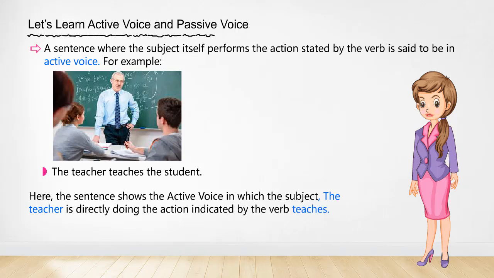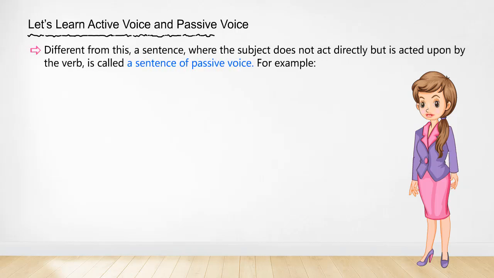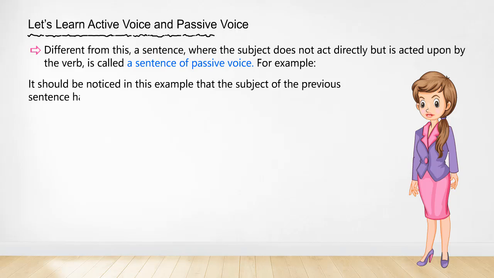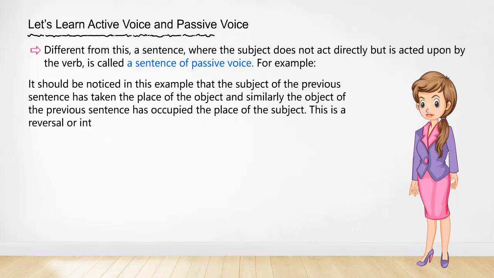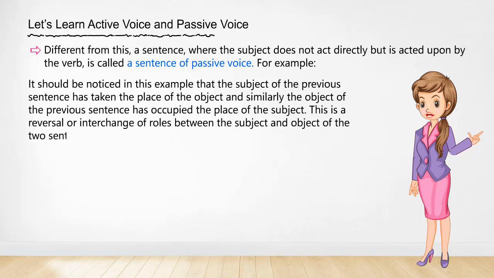the verb teaches. Different from this, a sentence where the subject does not act directly but is acted upon by the verb is called a sentence of passive voice. For example, the student is taught by the teacher. It should be noticed in this example that the subject of the previous sentence has taken the place of the object, and similarly, the object of the previous sentence has occupied the place of the subject. This is a reversal or interchange of roles between the subject and object of the two sentences.